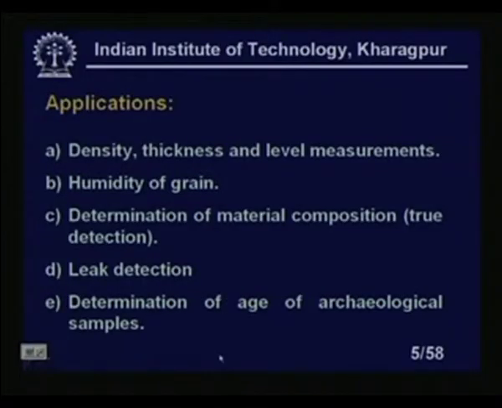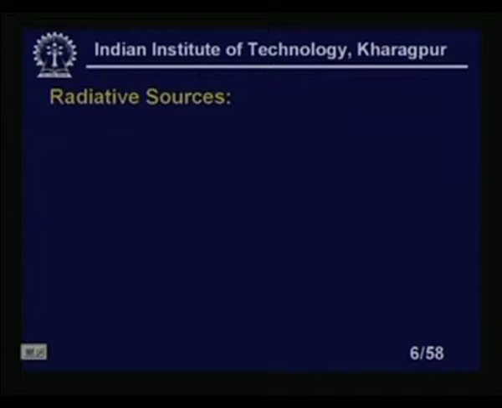Also, determination of the age of archaeological samples. Ours is a great country, and in many places old sculptures are coming up, which might be 2000 years old, might be more than that. To know the age of these samples, we need some sort of radioactive source and detector technique by which I can tell exactly the age. This is another application of nucleonic instrumentation, though it is not much industrial instrumentation. Now, the radioactive source.